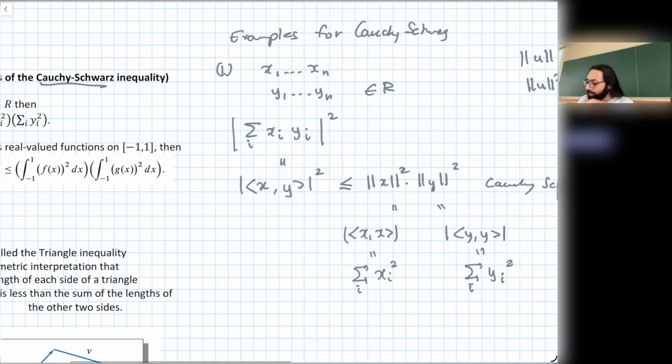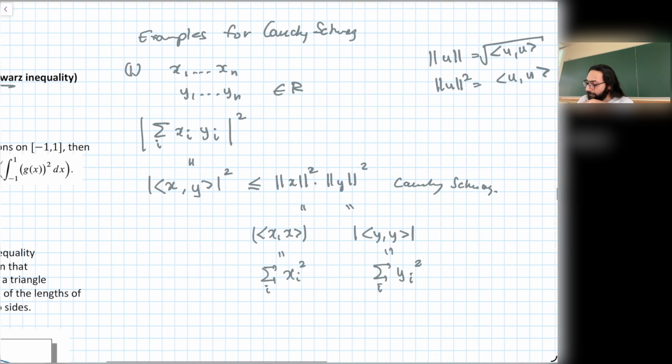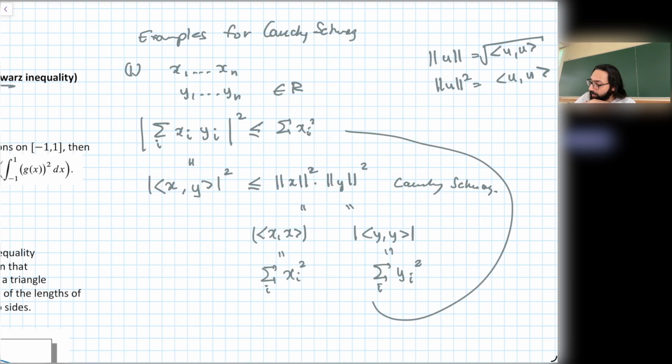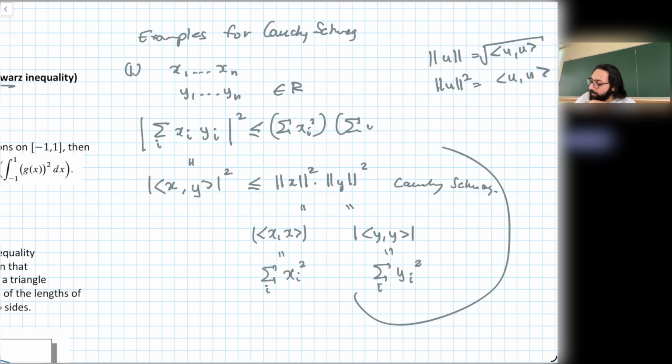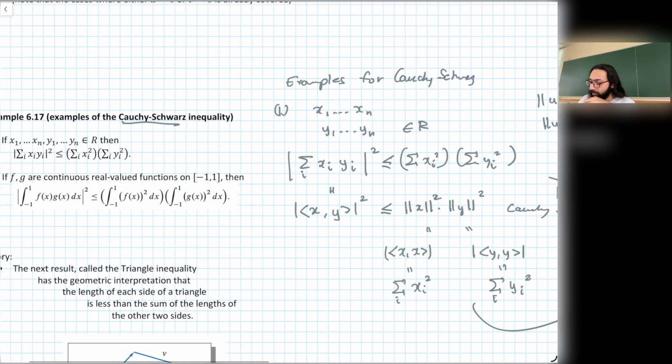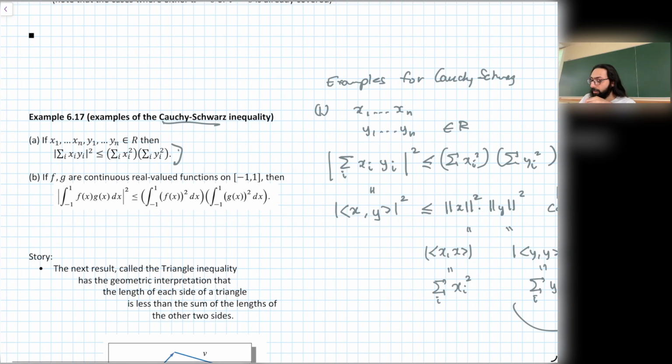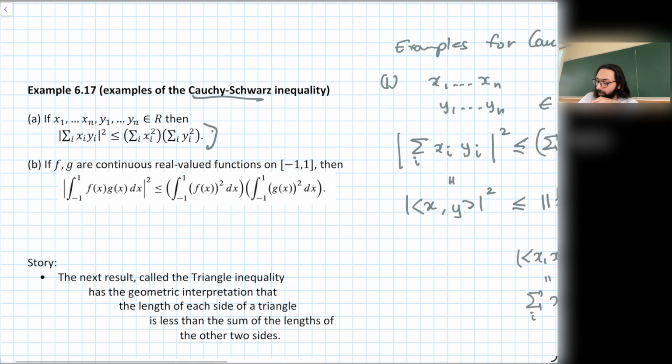And then you can plug them back in. And you plug them back in, what do you get? This thing is at most the sum over x_i squared times the sum over y_i squared. Right? So we get this. Is that good? Clear? Yeah. All right. Now, if f and g are continuous, okay, so that was the first part.